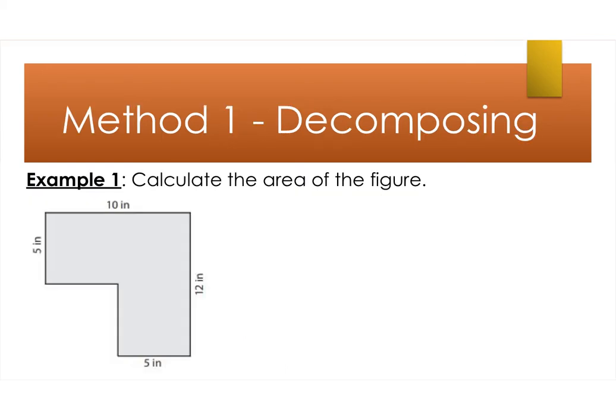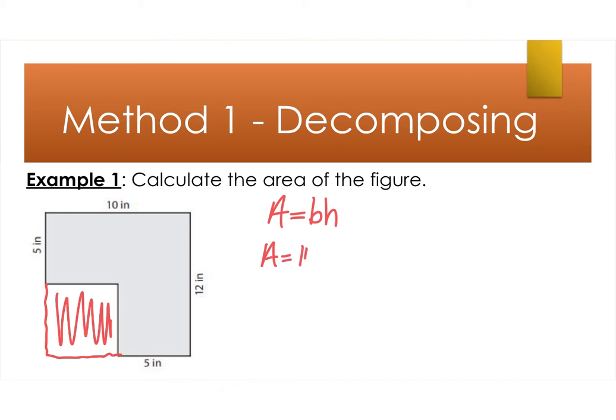So method 1, decomposing. So this one I'm going to make a larger shape, and then I will subtract out the red area, and that will give me the area of the gray. So I'm going to find the area of the entire shape first, which is 10 by 12, and area equals base times height. So I'm going to plug in the 10 and the 12 for the base and the height. So area of the entire rectangle is 120 inches squared.